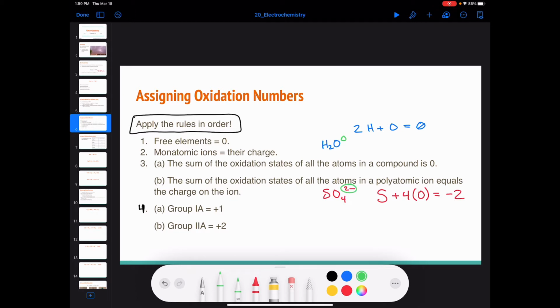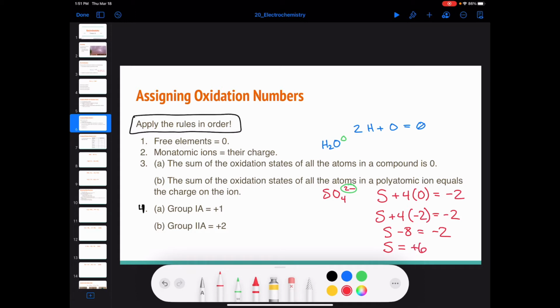Okay, pretty simple, right? And that's useful because, for instance, we're going to learn in a later rule that oxygen likes to have a -2 oxidation state, right? So in this case, if I were to say, okay, I've got sulfur plus 4 oxygens, and if each one of those oxygens has a -2 oxidation number, then a little bit of algebra allows me to solve for the oxidation number of sulfur, which in this case, I'd have to add 8, so that'd be a +6. So sulfur would have a +6.